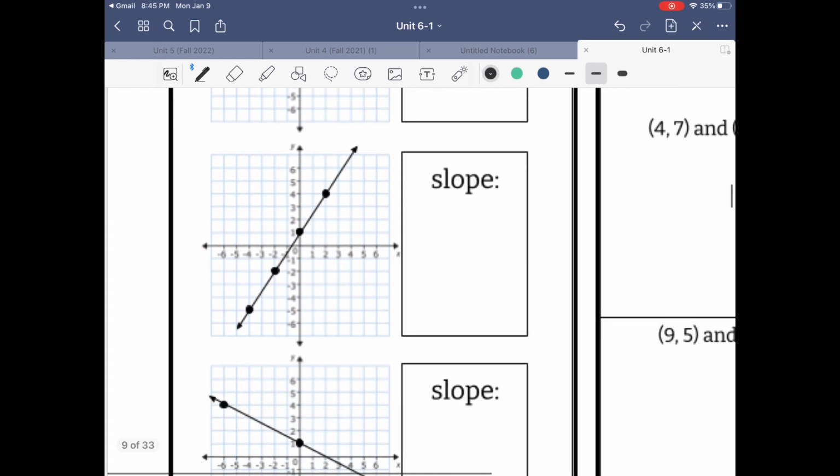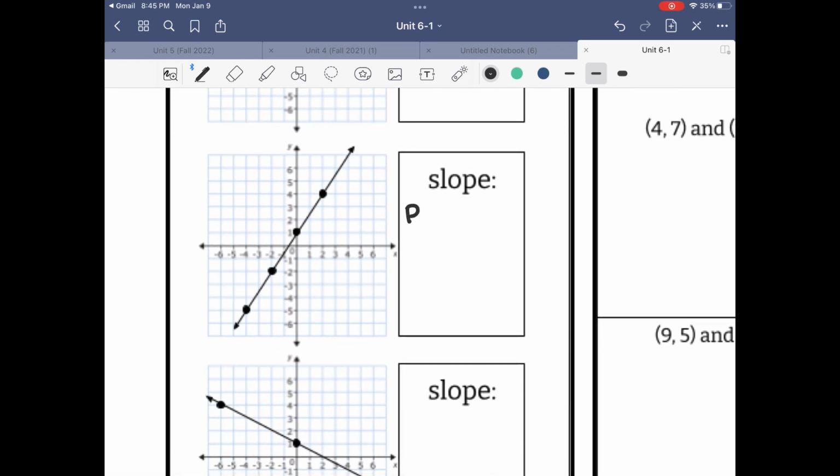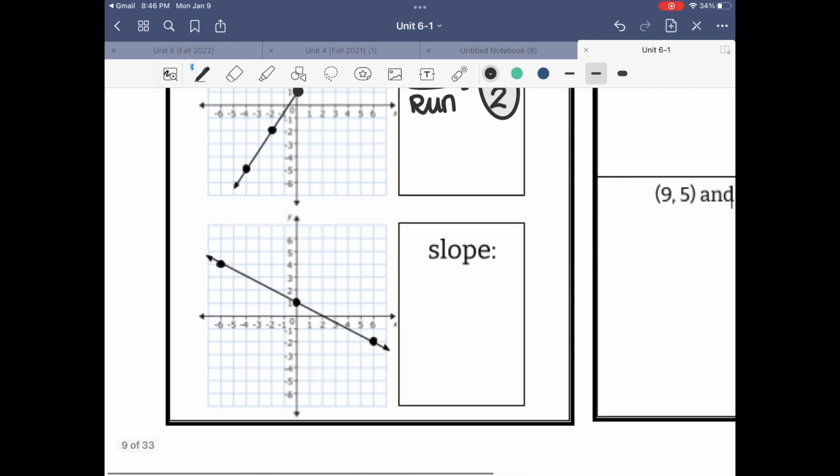All right, next one. I'm going to count my rise over my run one more time using any 2 points. I will highlight the two I'm using for you. There we go. And I'm going up 3 over 2. So my rise is 3, my run is 2, 3 over 2, ladies and gentlemen. That's it. You just draw this triangle to count between one and the next, and that's your rise over run.